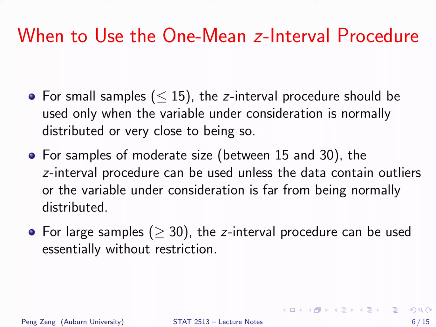For large samples of size larger than 30, the z-interval procedure can be used essentially without restriction. In this case, even if the population distribution is not normal, the central limit theorem kicks in and X bar approximately follows a normal distribution.